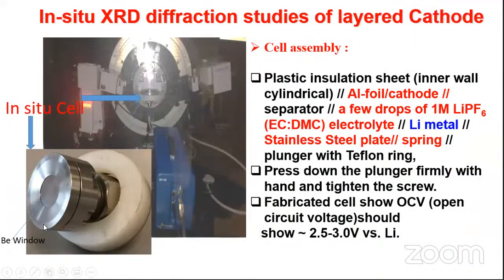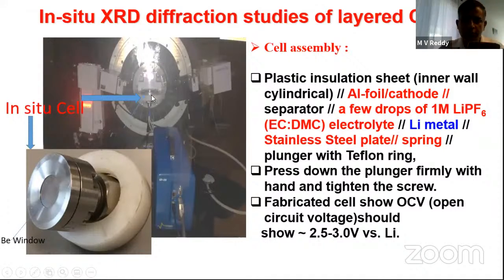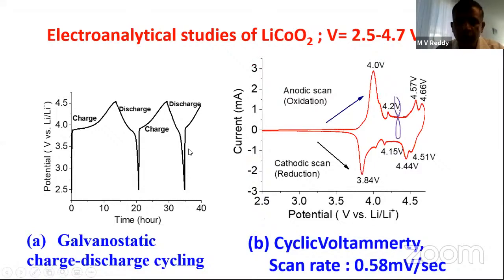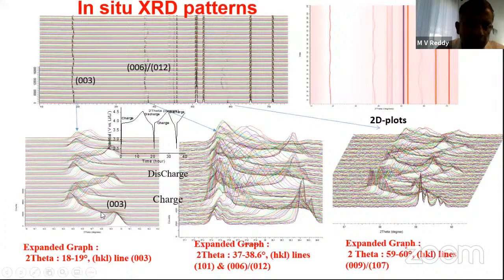We put the same batteries in the XRD in real time, a real-time XRD system. This technique is very useful to understand what is happening during charge and discharge. So these are the in situ patterns. These are all the samples collected over nearly 2 days.